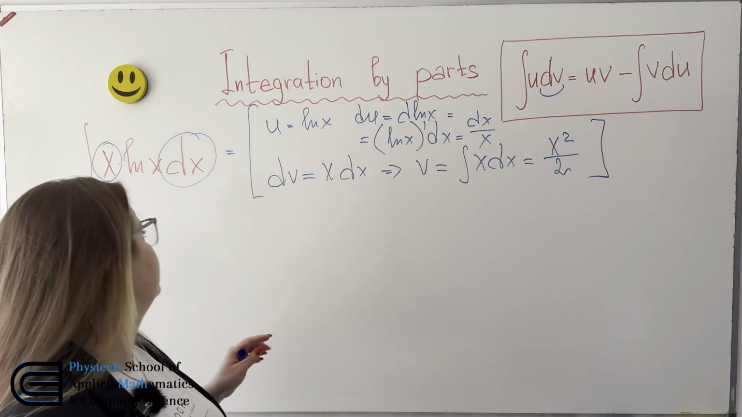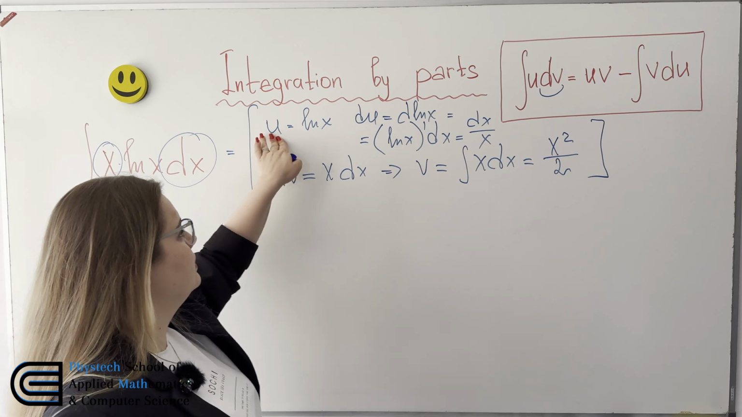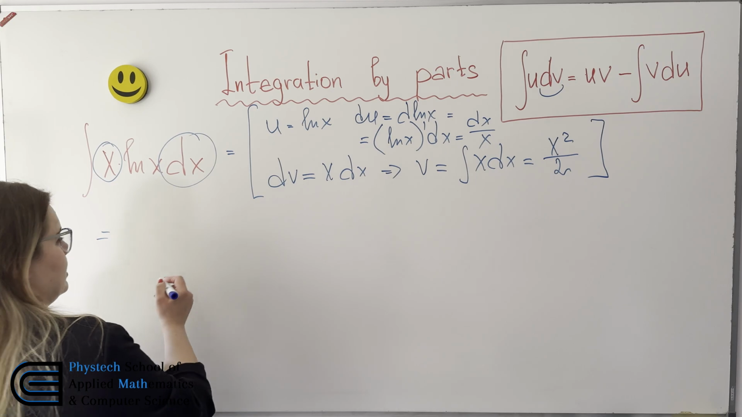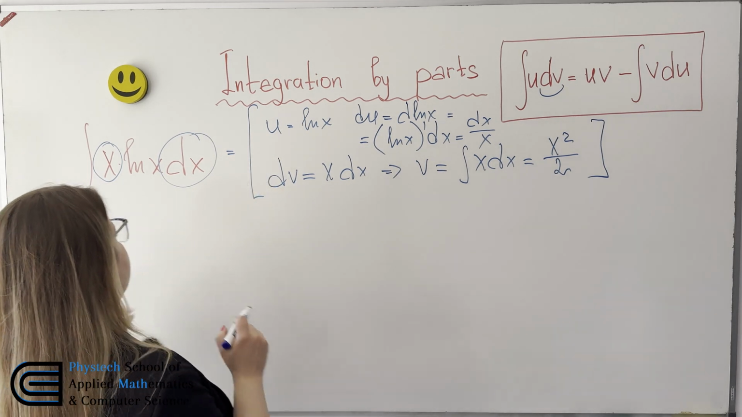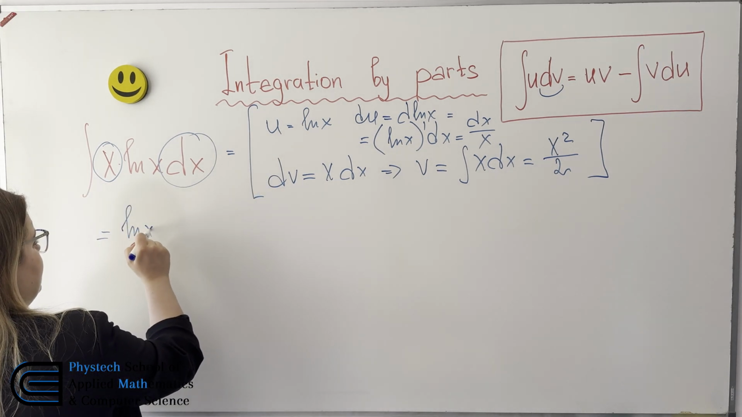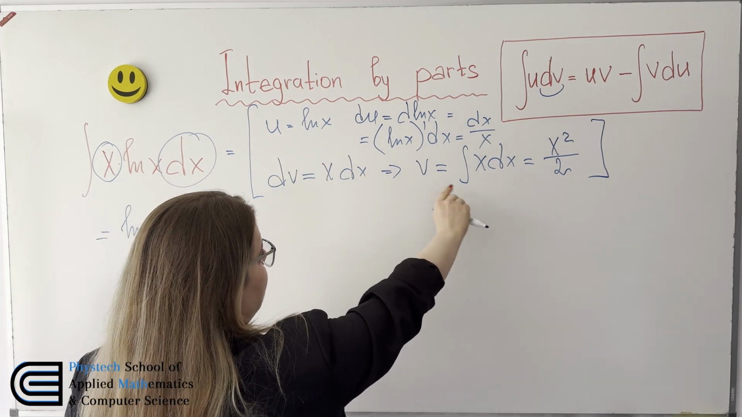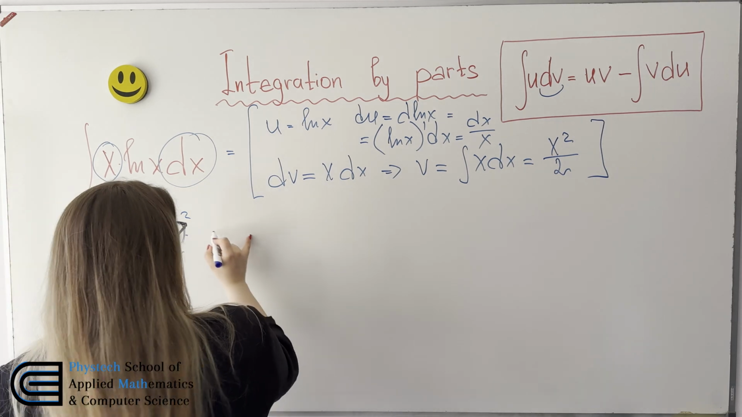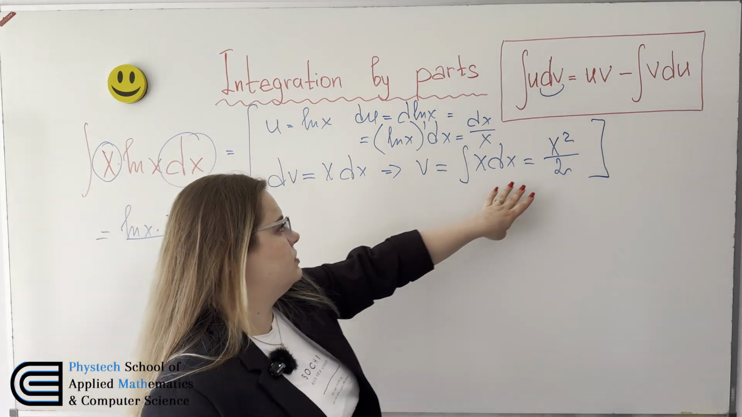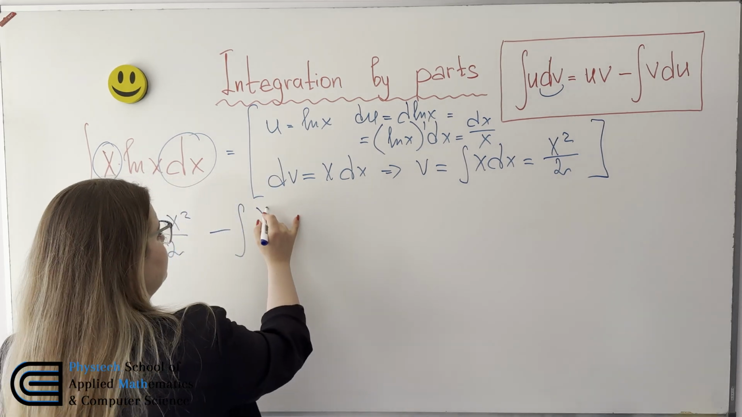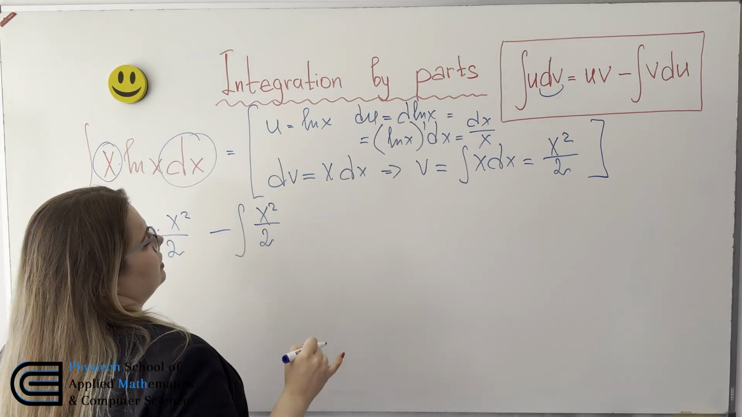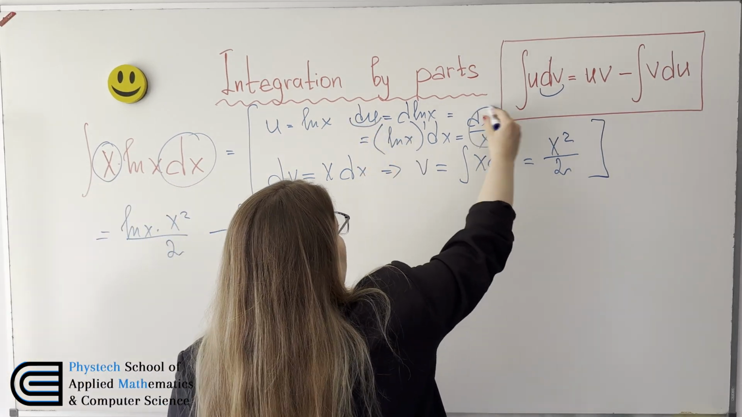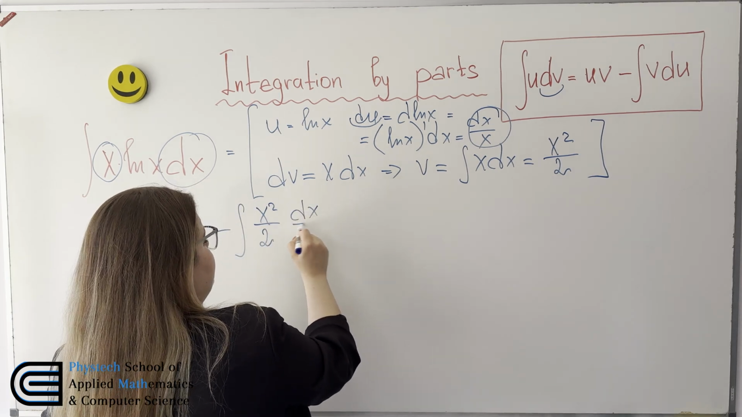So now we have u, du, and v, and we can use our formula. So it will be ln x, u, multiplied by v, x squared divided by 2, minus the integral of v du. So the integral of x squared divided by 2 times du, and du is equal to dx divided by x.